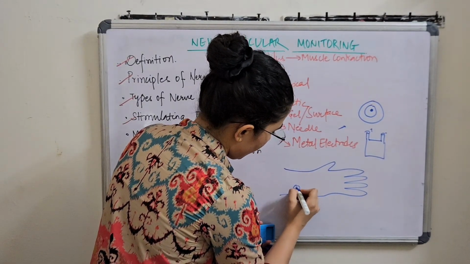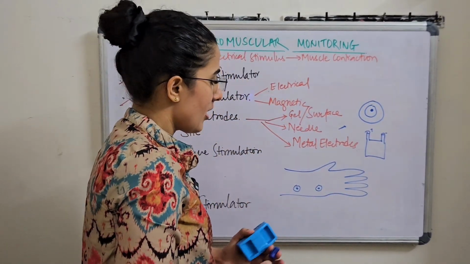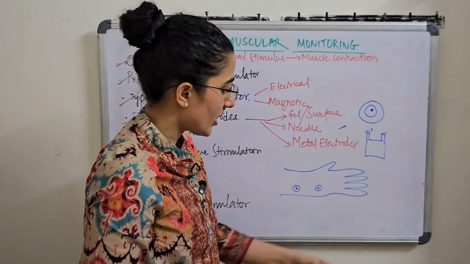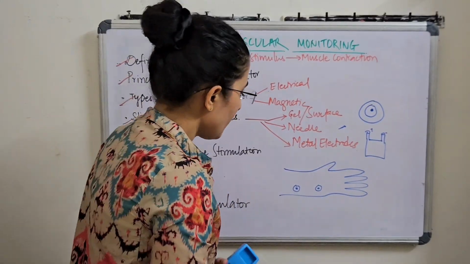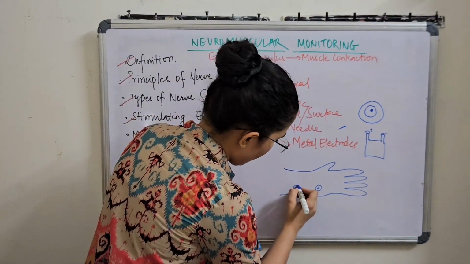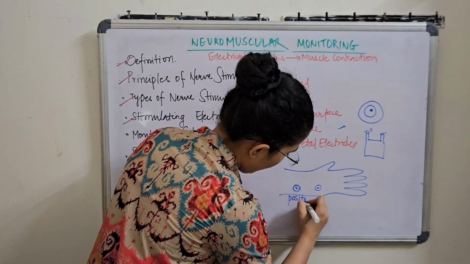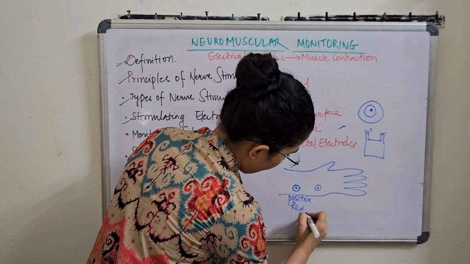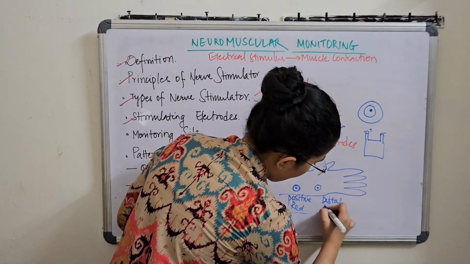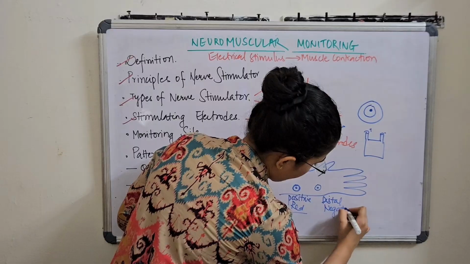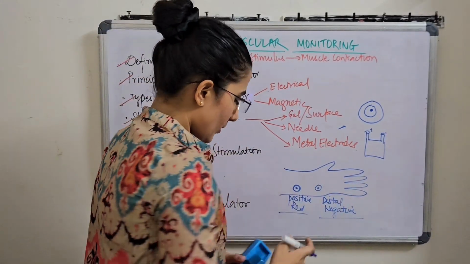So there is one electrode placed here, another electrode placed here. This is on the palmar surface, on the volar aspect, okay? The proximal one is the positive electrode, which is usually red in color, and the distal one is the negative electrode, which is black in color. So these are the two electrodes.